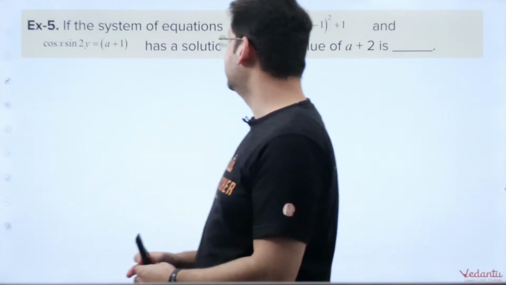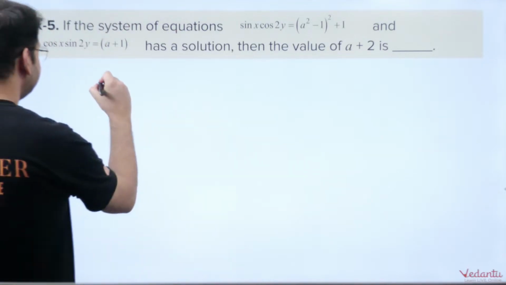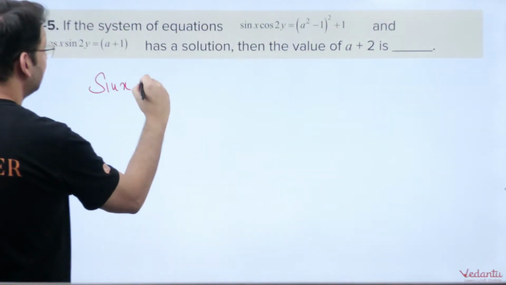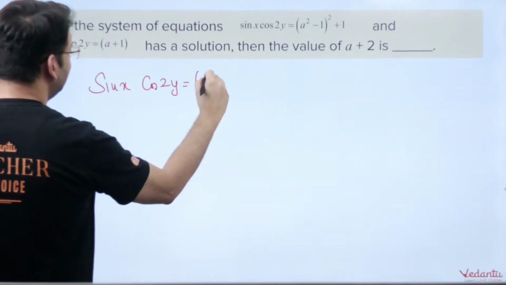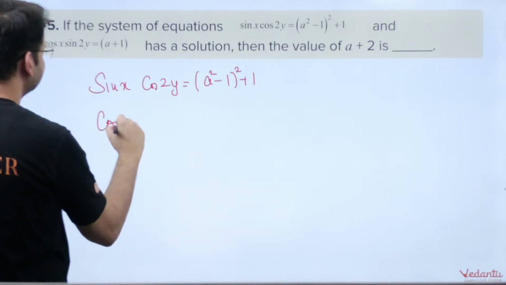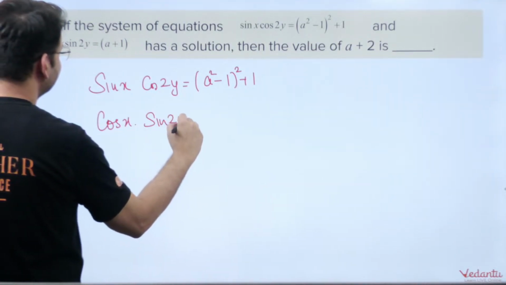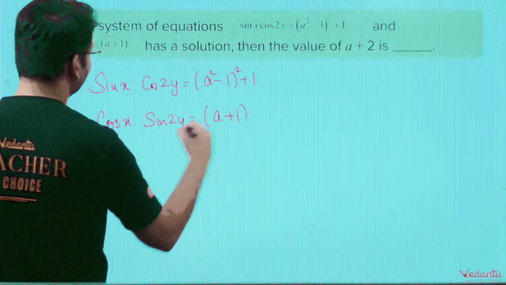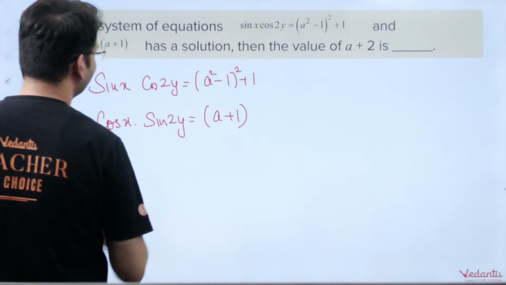If the system of equations sin x cos 2y is equal to (a square minus 1) whole square plus 1, and cos x into sin 2y is a plus 1, has a solution, then the value of a plus 2 is going to be what? This is the question.